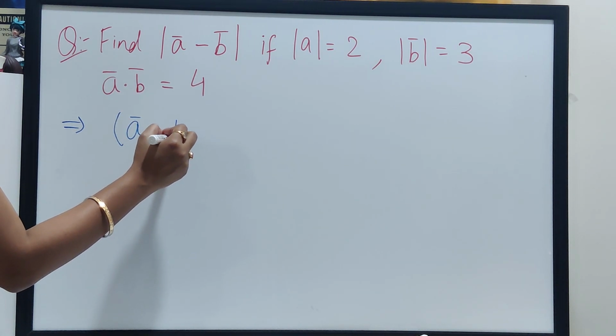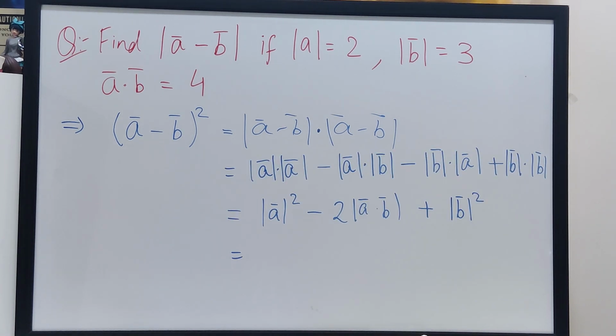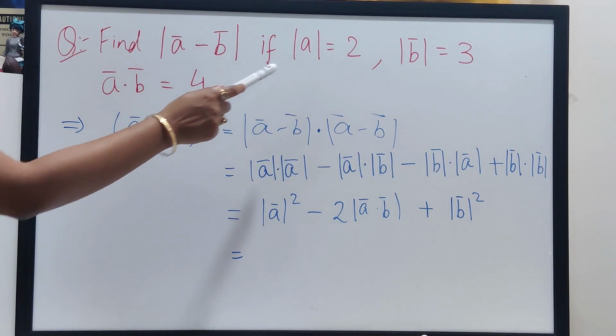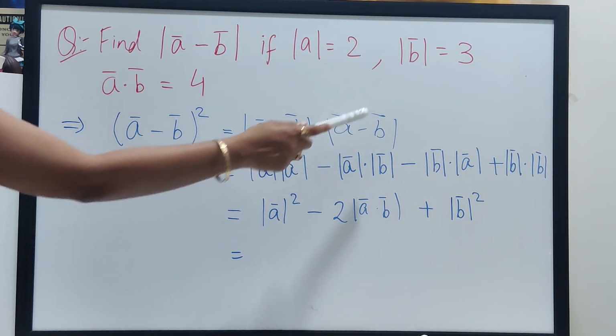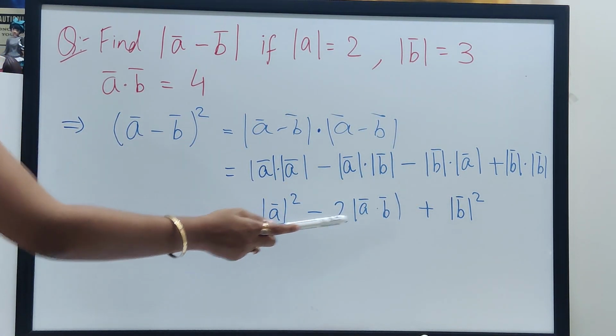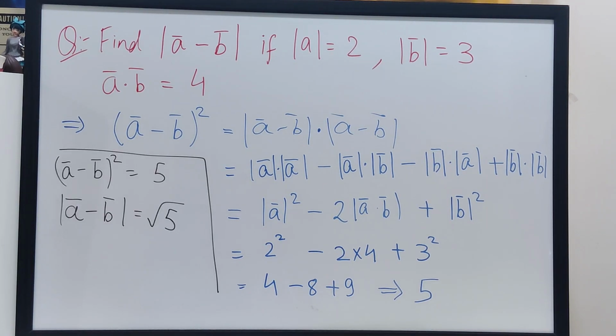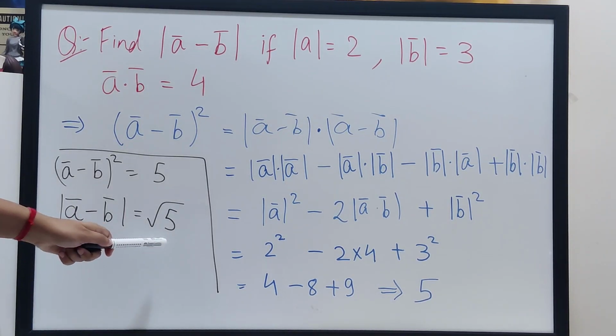So let's take out |A minus B| square, which will be (A minus B) dot (A minus B). So multiply this and put the values of |A| square, |B| square and A dot B. So we have |A minus B| as root under 5, and magnitude cannot be negative.